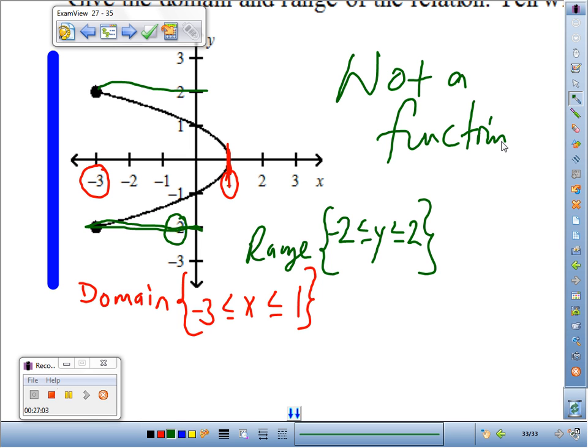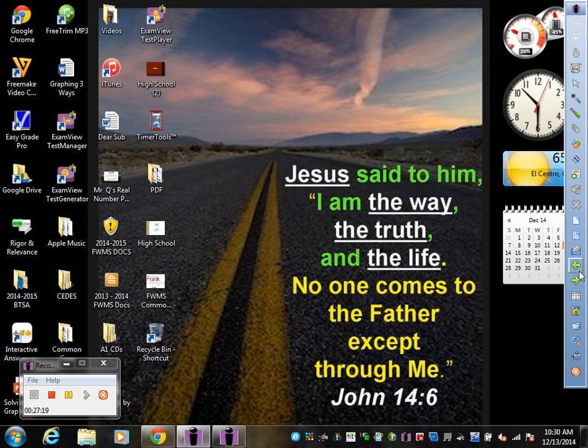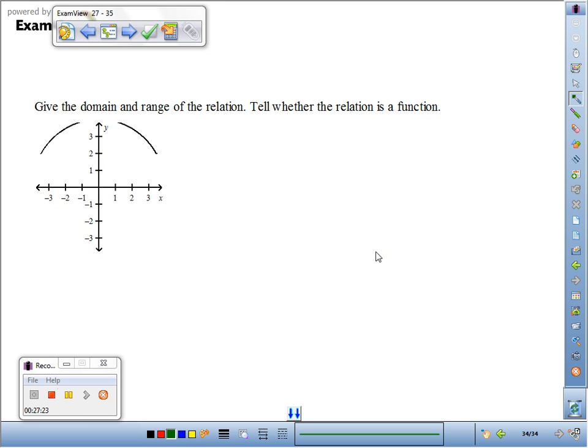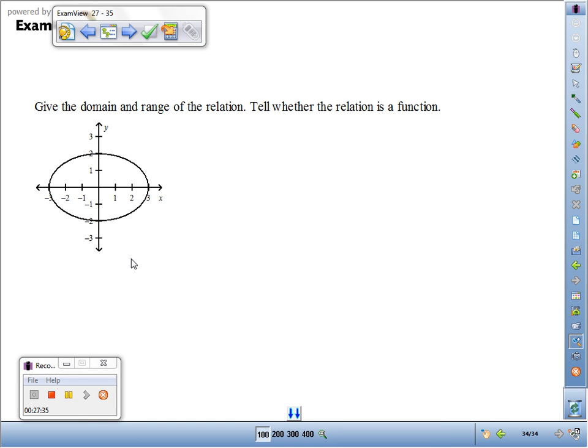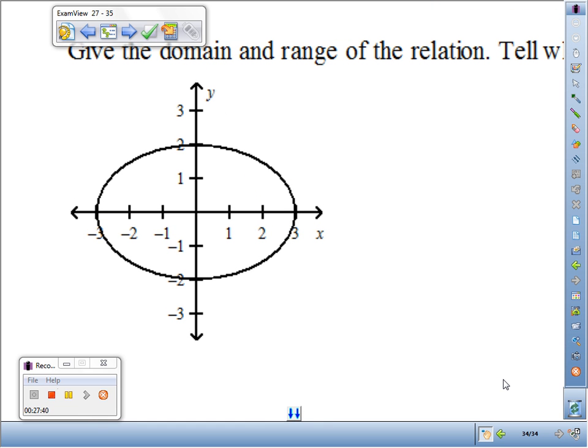Yes? Okay. I want you to do another one. Don't copy the graph. Just find me the domain and range and tell me if it's a function. Sorry. Let me go back. Okay, let me zoom in. Write the domain and range, and then tell me if that's a function. Do that by yourself. Go.